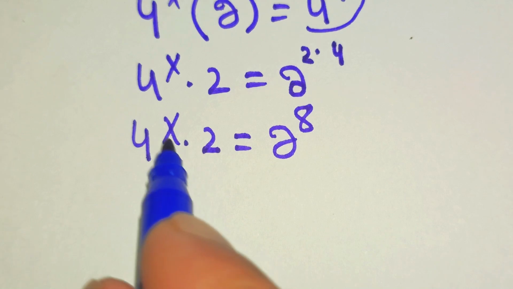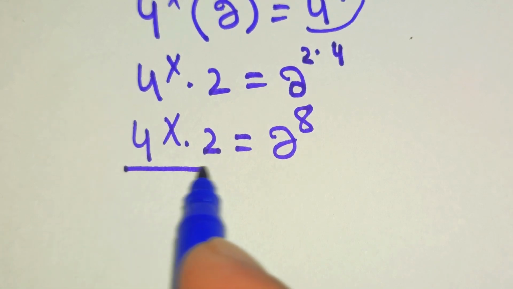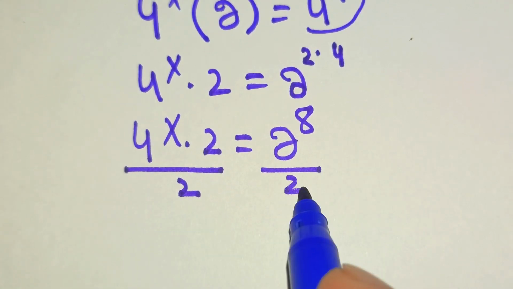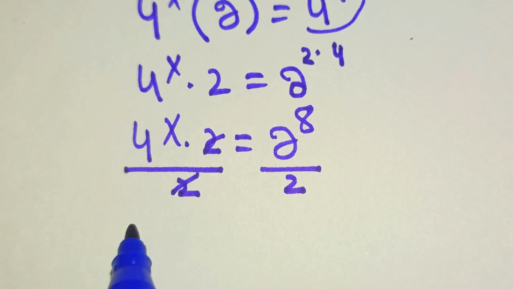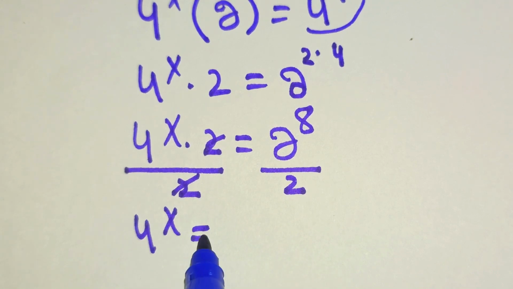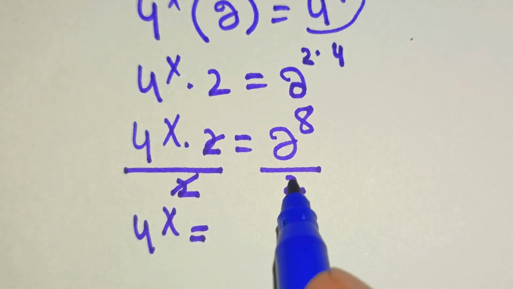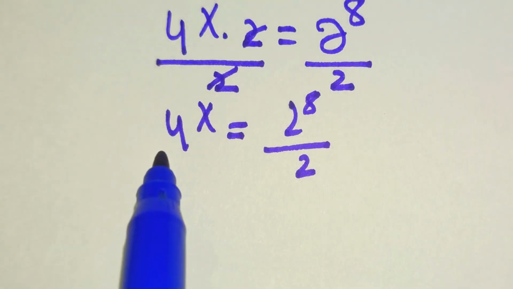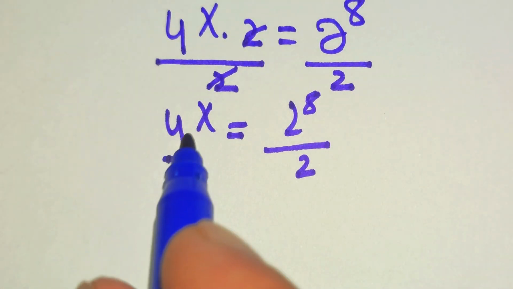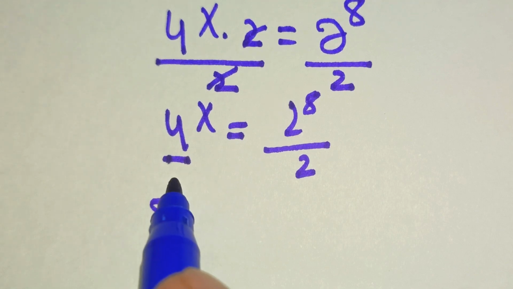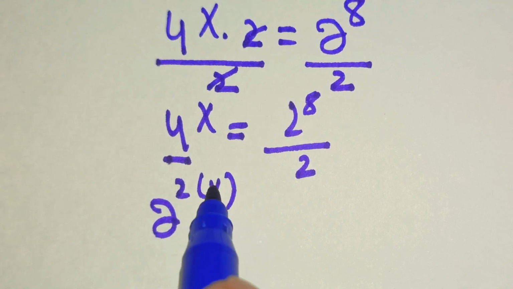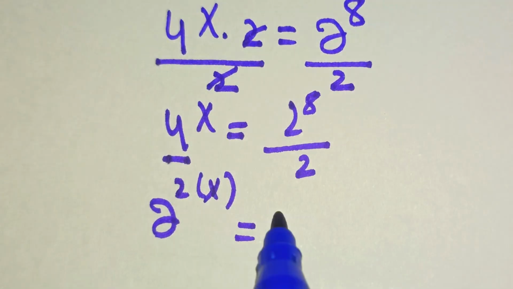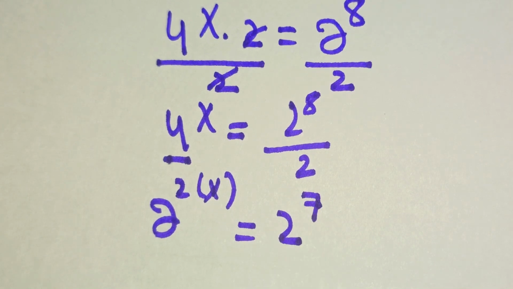Again, if I find the value of x, I will divide both sides by 2 and so cancel this with this, and 4 to the power of x is equal to 2 to the power of 8 over 2. Again, I can write 4 to the power of x is 2 to the power of 2x is equal to, and this will become 2 to the power of 7.